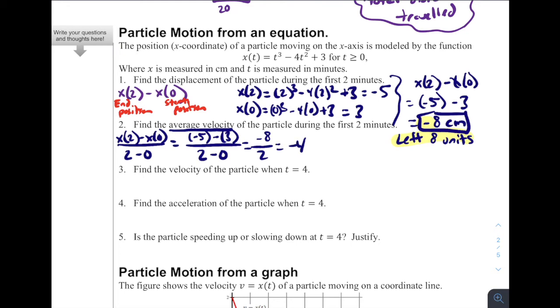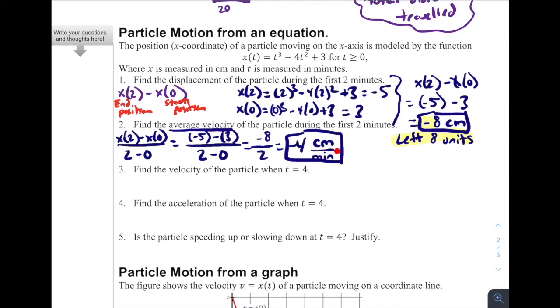What are the units here in this case? Well, we're talking about the velocity, which is the rate of change of the position. So in this case, we had centimeters, but it's centimeters per our time. So centimeters per minute would be our units for this one. And I know that, again, because we're talking about the velocity, which is the rate of change of the position.